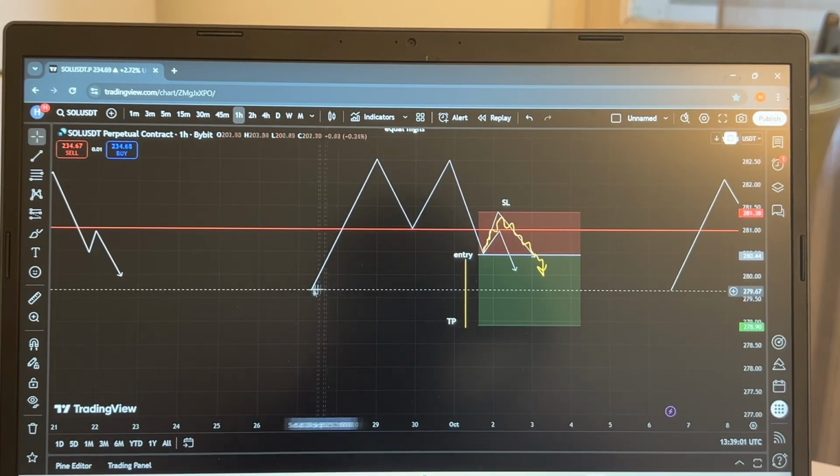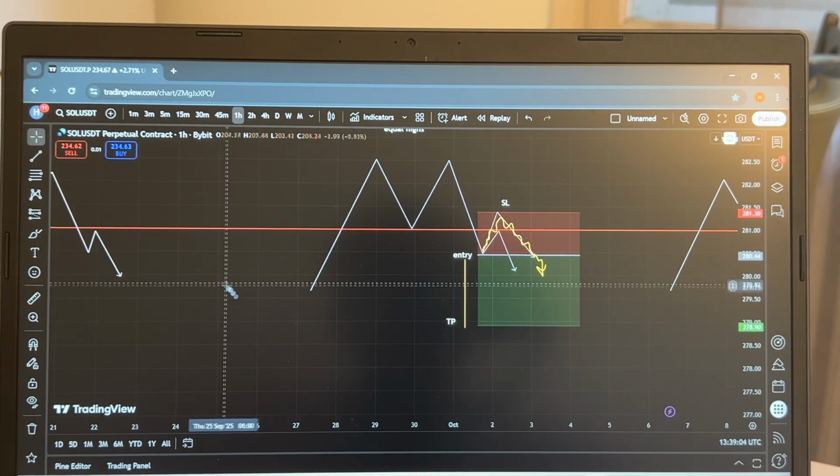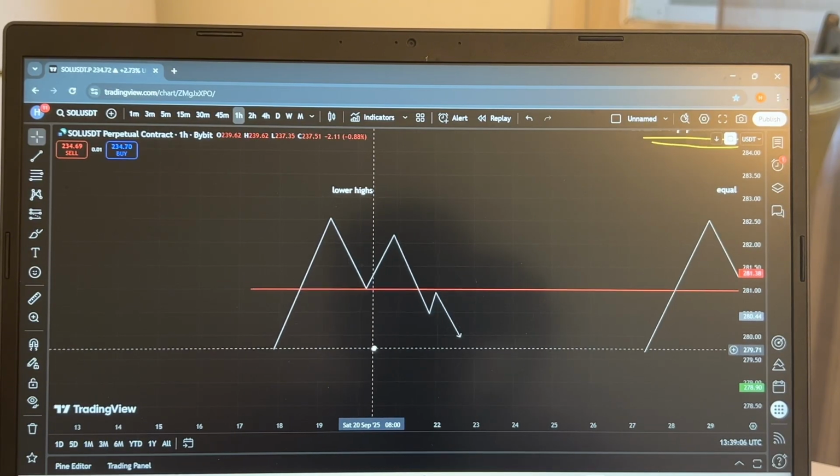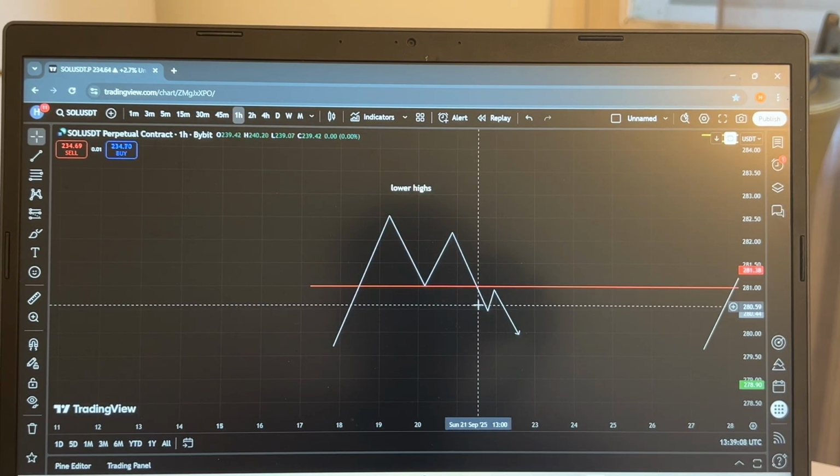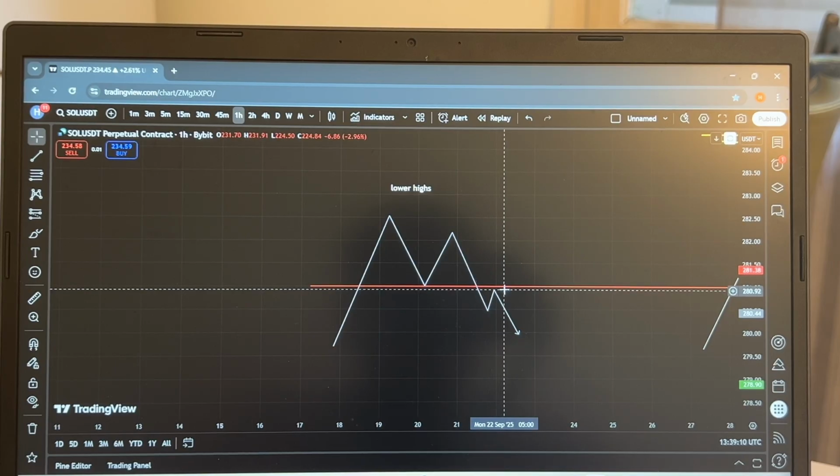Now I will show you how to take the TP for these two scenarios as well, because that's the important thing, because you know where to get the entry and where to put your stop loss.